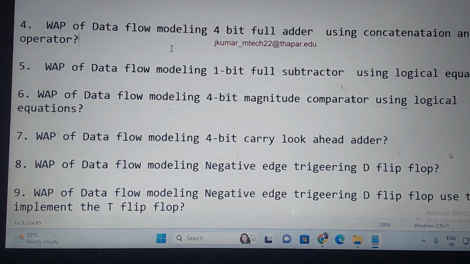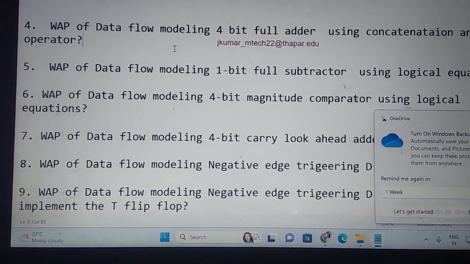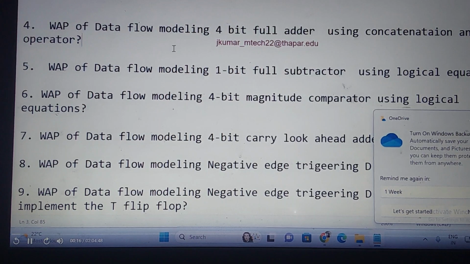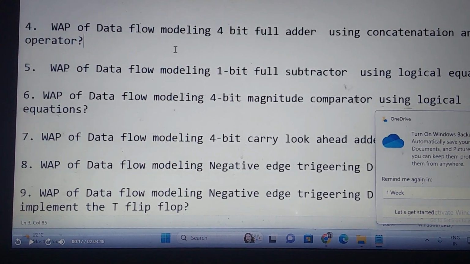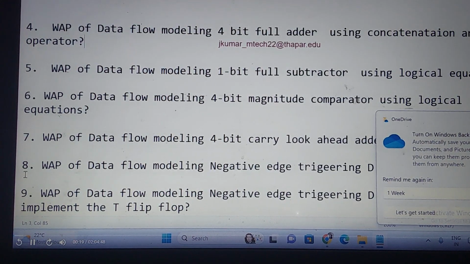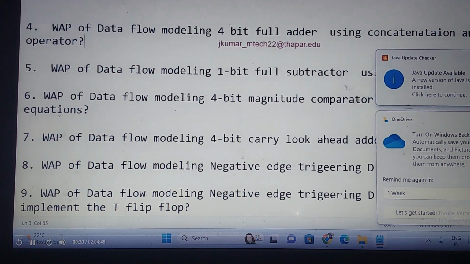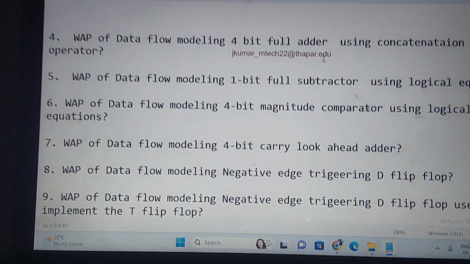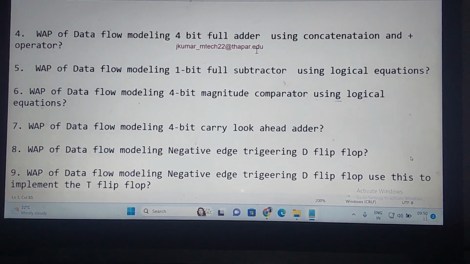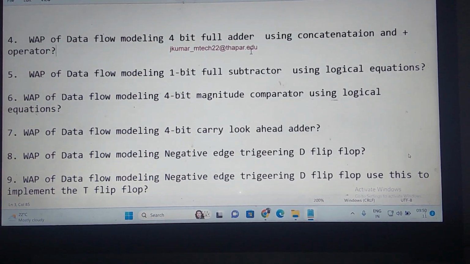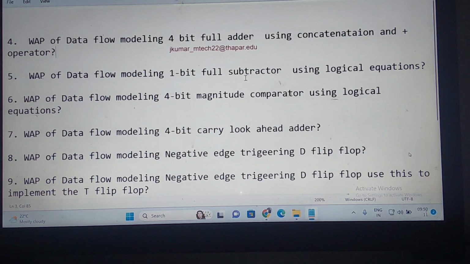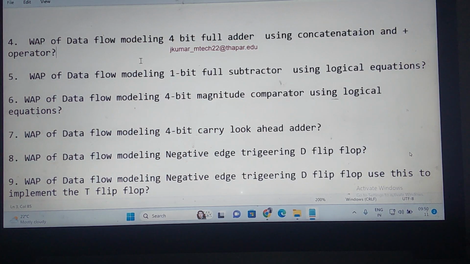All this program, so that you'll understand how to model a combinational logic circuit and a sequential logic circuit. Probably you are doing only the one bit full adder and one bit full subtractor, I hope so. Magnitude adder is also done, parallel adder too. What about the comparator? Comparator is not done, and carry look ahead adder is also not done.